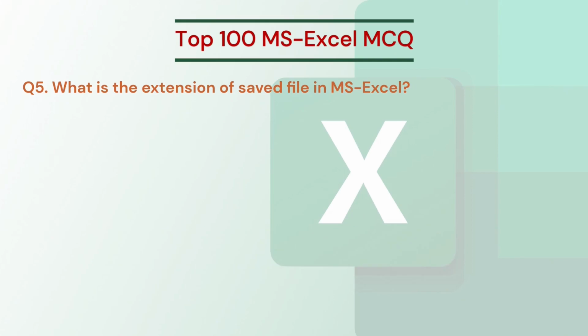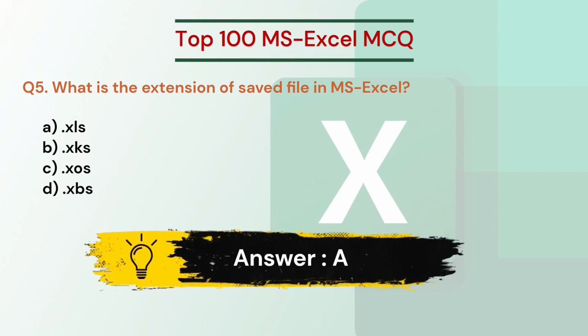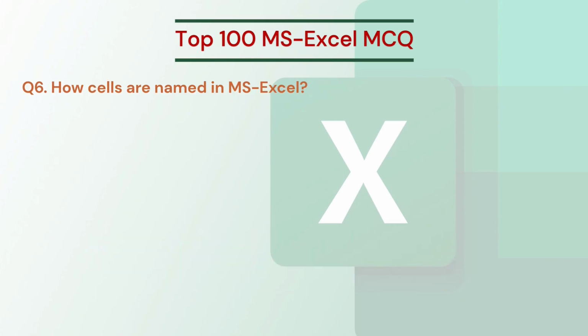What is the extension of a saved file in MS Excel? A. .xls. B. .xks. C. .zos. D. .xbs. Correct answer is A. .xls.